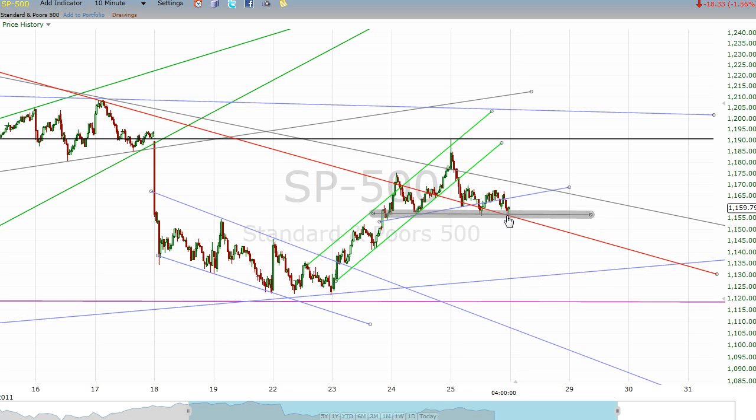If this line breaks and if this red line breaks, then we could be heading back down to this line in a hurry. So just something to be aware of. I'm not sure whether this is the correct line or whether this blue line is the correct way to draw this, and this has a little bit of an odd shape to it, but it's still worth pointing out.